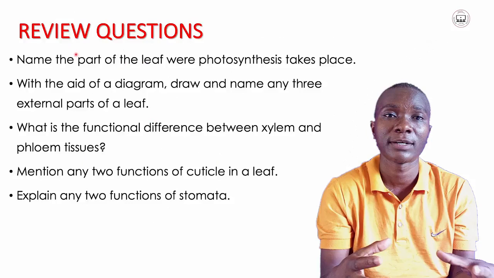From what we have discussed, we expect students to be able to answer these questions. Students should be able to name the part of the leaf where photosynthesis takes place. They should also be able to, with the aid of a diagram, draw and name any three external parts of the leaf, and label the parts. The other question is, what is the functional difference between xylem and phloem tissues? You should be able to answer this question.